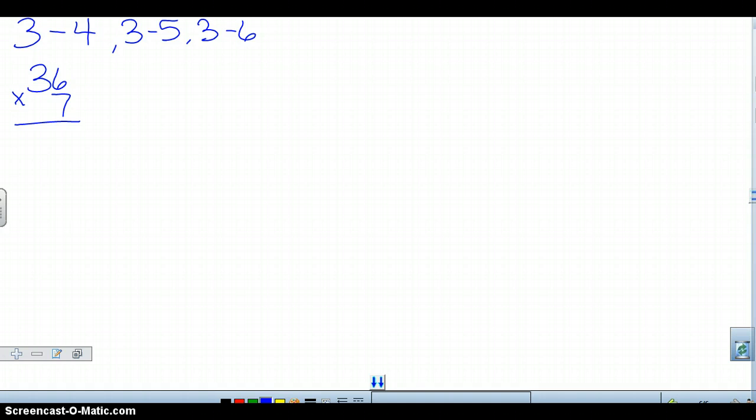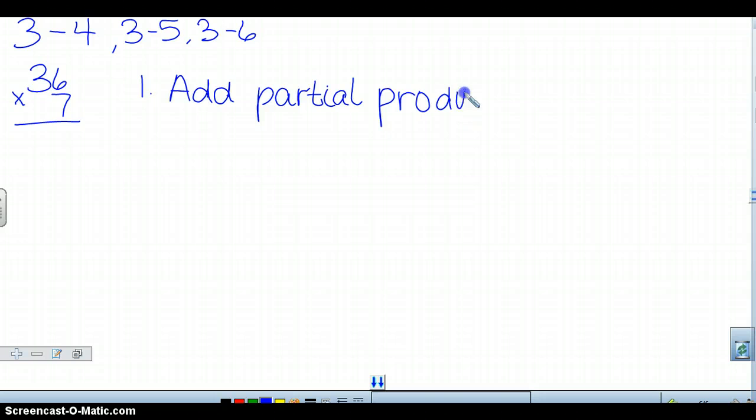The first way to do this is to add partial products, P-A-R-T-I-A-L, products. Okay? I'll be honest, this is a different way than the way that I was taught when I was in school, but I do like it, okay?